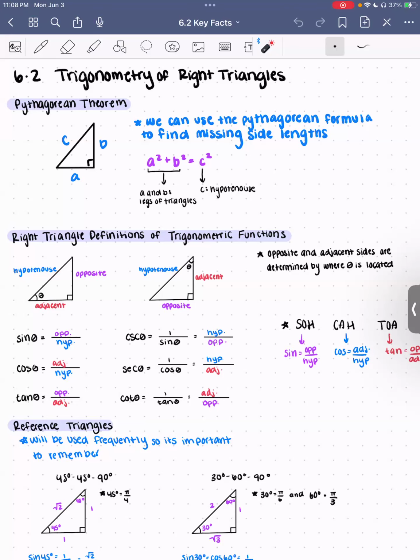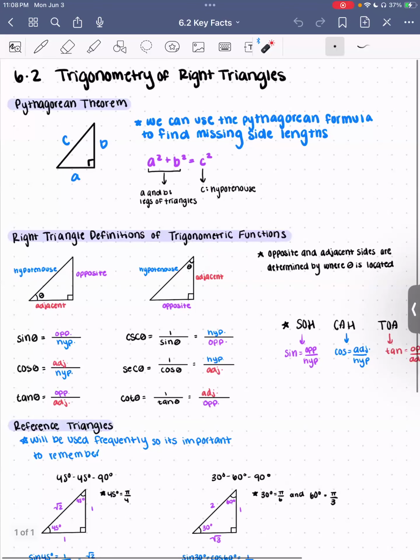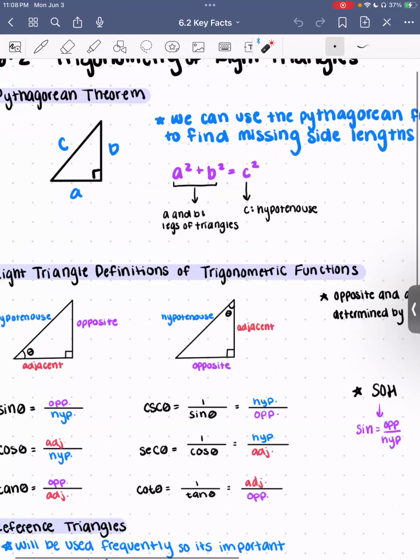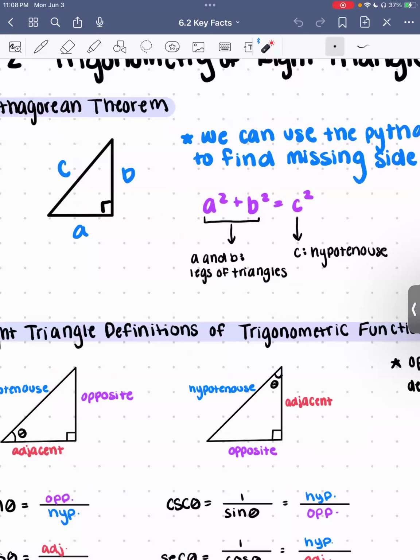So we have A, B, and C. Sometimes you'll see it as X, Y, and R, but for now, we'll just say A, B, and C. C will always be the hypotenuse. And the formula itself is A squared plus B squared is equal to C squared. You would need two of the side lengths, and then depending on what you have, you can solve for a missing side using this formula as long as it is a right triangle.